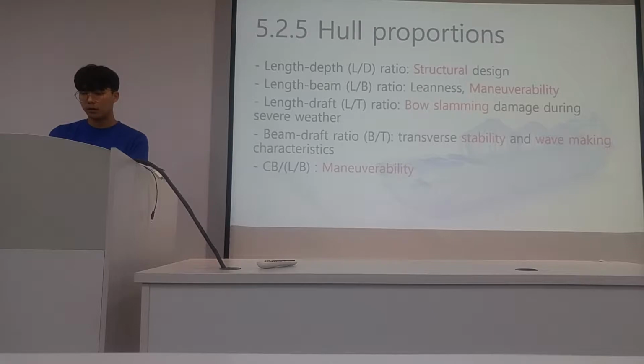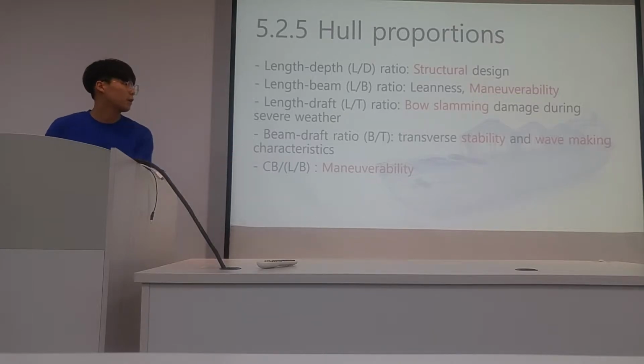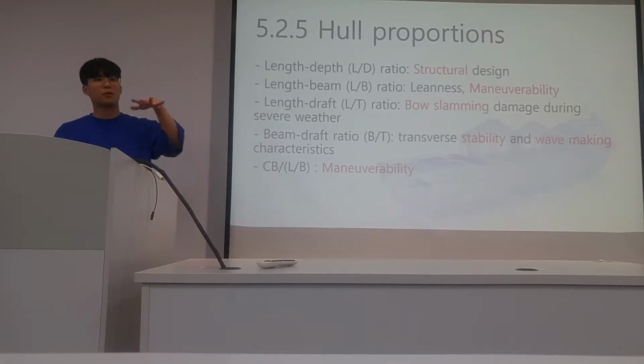Length per draft ratio is important for bow slamming, when there is some bow slamming damage during severe weather. Bow slamming means when the ship is fluctuating in big waves, the bow hits the surface, and that's bow slamming.